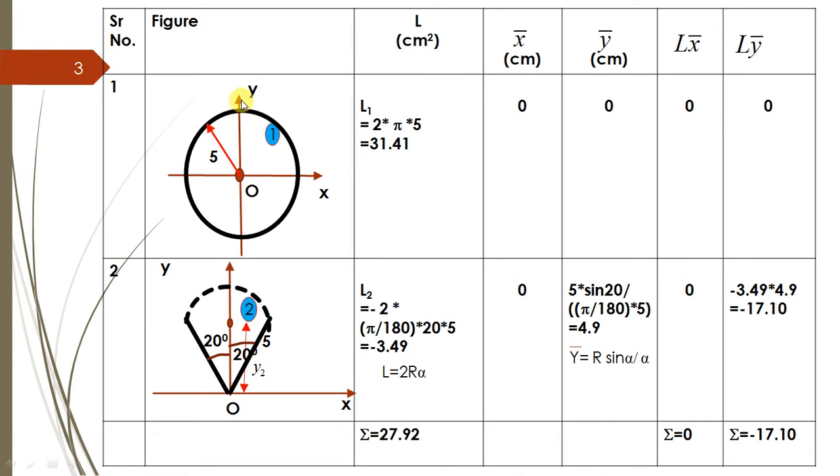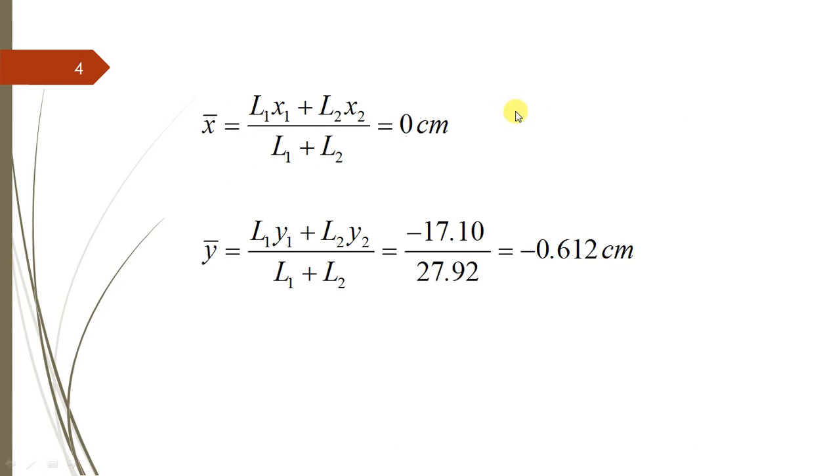And if you observe, this wire bend is symmetrical about x-axis as well as about y-axis. So what is the centroid for this bend? Yes, it is 0 because this figure is symmetrical about y-axis as well as x-axis. X bar is 0 and y bar is also 0.